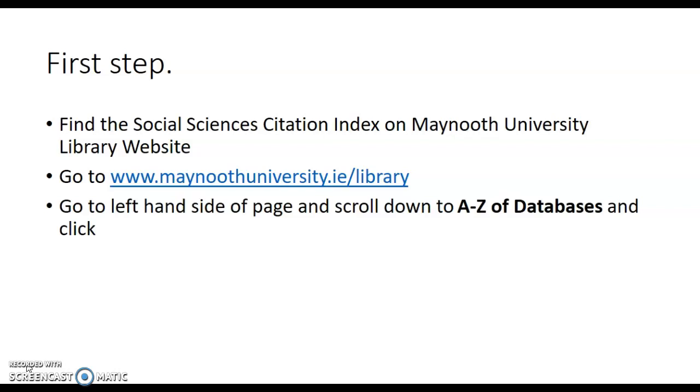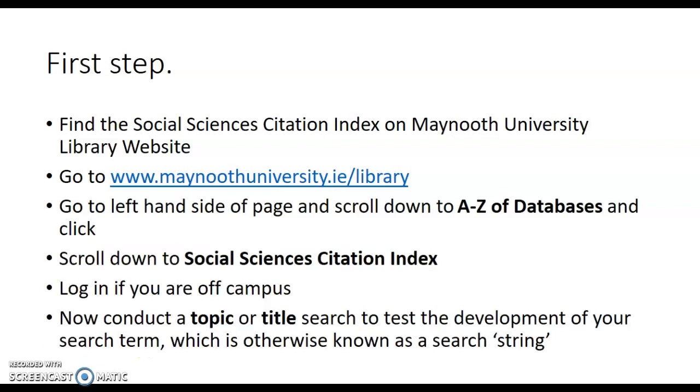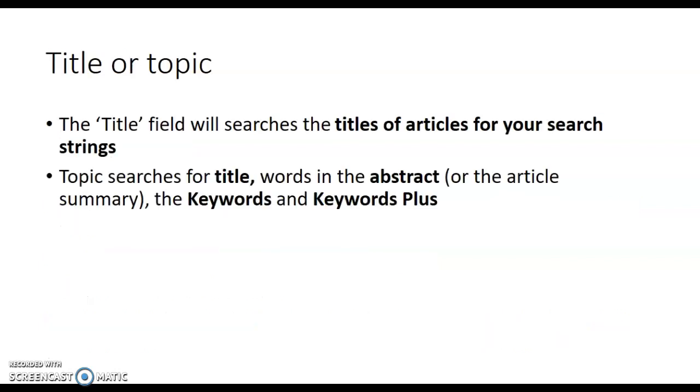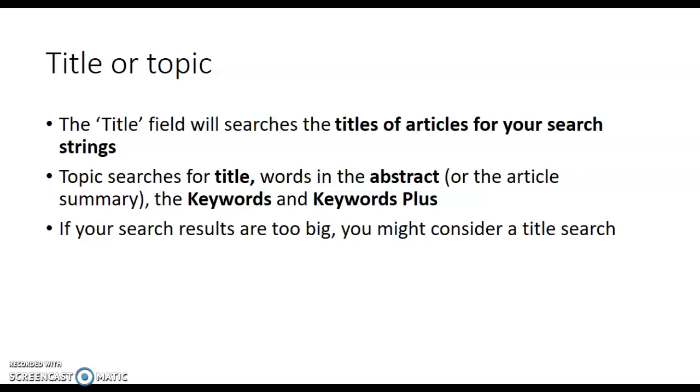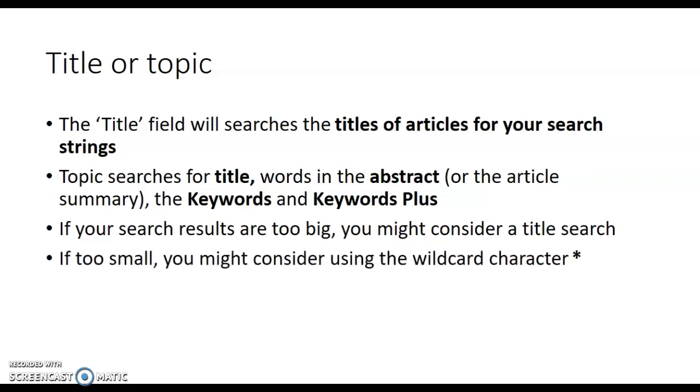So once again, you're going down the left-hand side of the library page, scrolling down to the Social Sciences Citation Index, logging in if you're off campus, and then doing a few experiments between topic and title search. Make sure you don't mix the two of them up though. Once again, the title search will probably reduce the results a little bit. Topic will throw the net a bit broader. If your search results are too big, you might consider doing a title search. If it's too small, use a wildcard character, or maybe do a topic search.